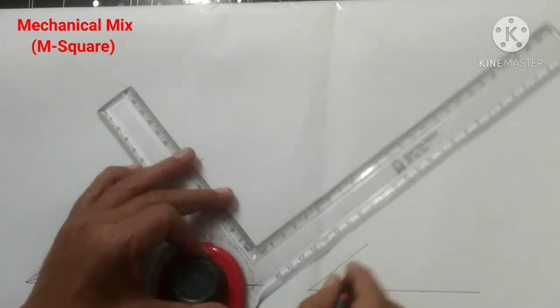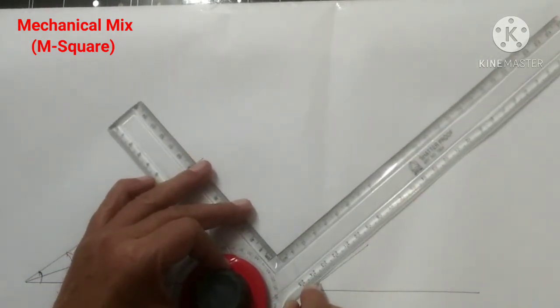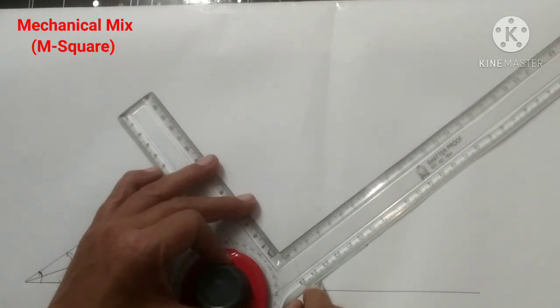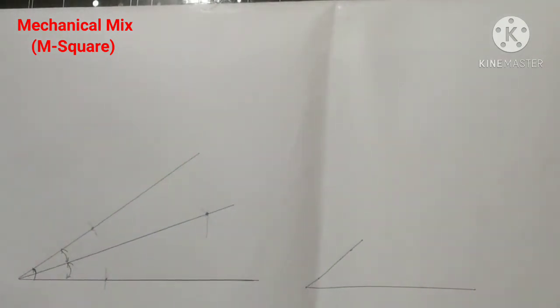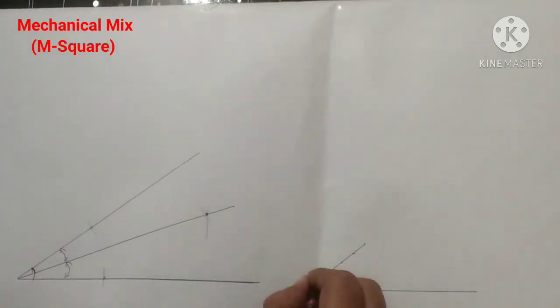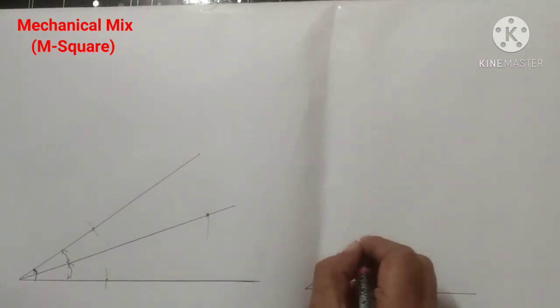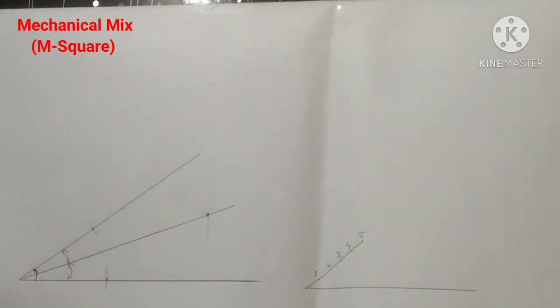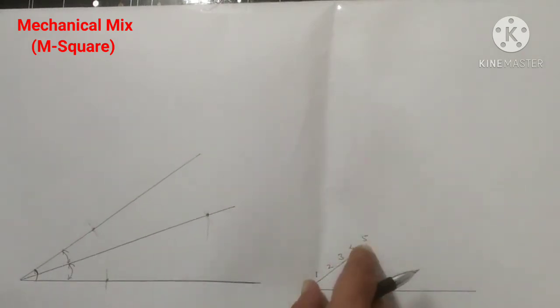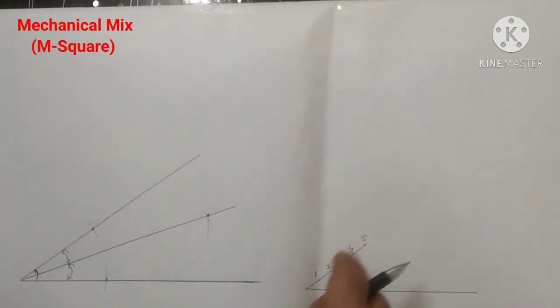So this line I can divide easily by using my scale, drafter scale. This is point 1 and 2, 3, 4 and 5. You can name it as point 1, 2, 3, 4 and 5. So here the chosen line is an even line. I can divide this line into 5 equal parts.